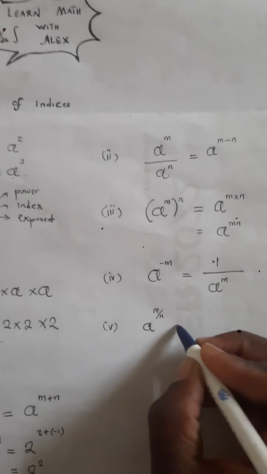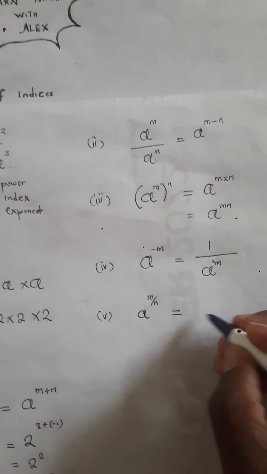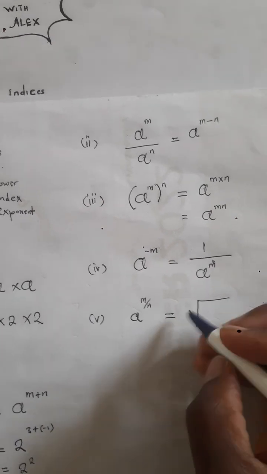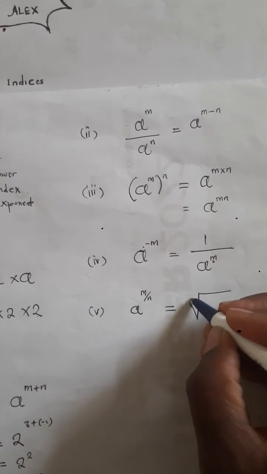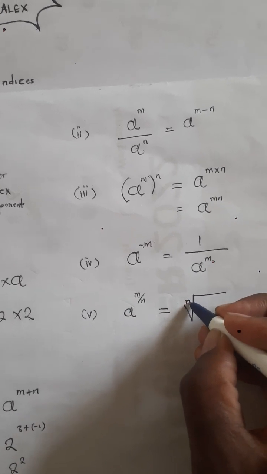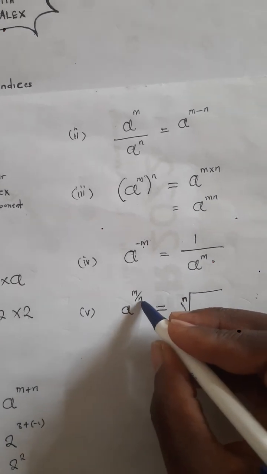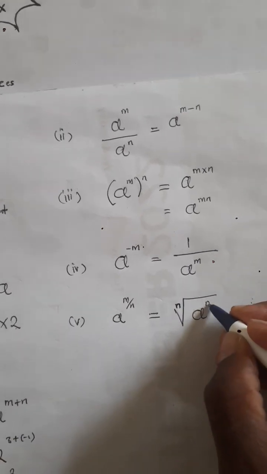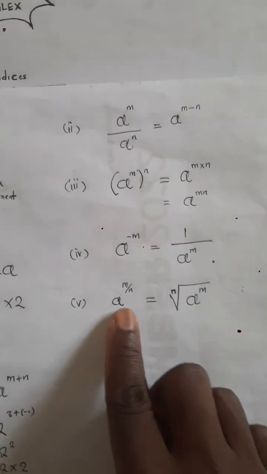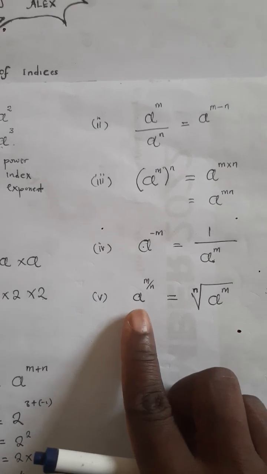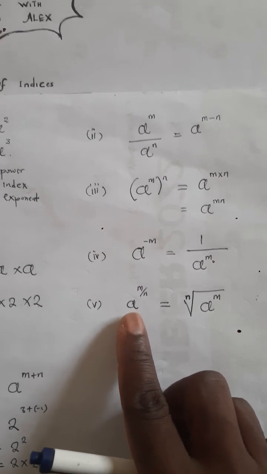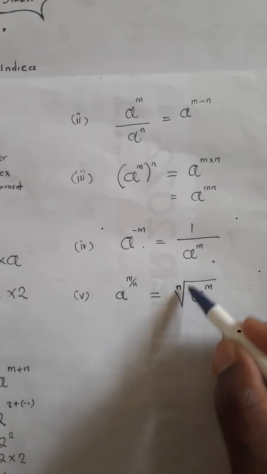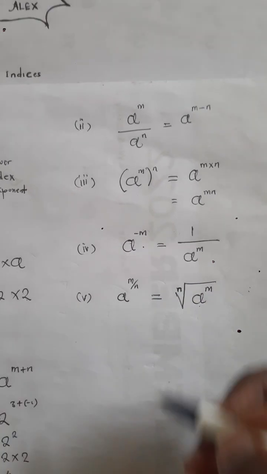So this one is the same as, write it as, this denominator comes here. It determines the nth root. So the denominator comes here and you have a raised to the power m. This is how you split this one. So you introduce a root, and this root will be according to the denominator. So if it is 2, it's going to be the square root of a to the power m.